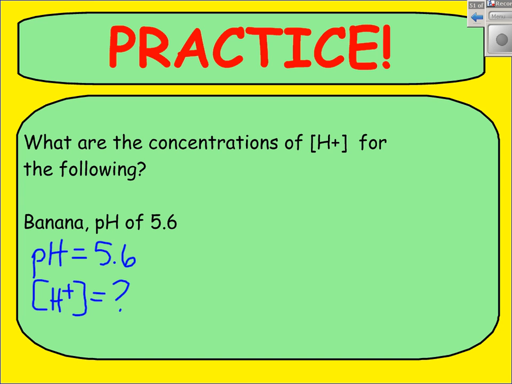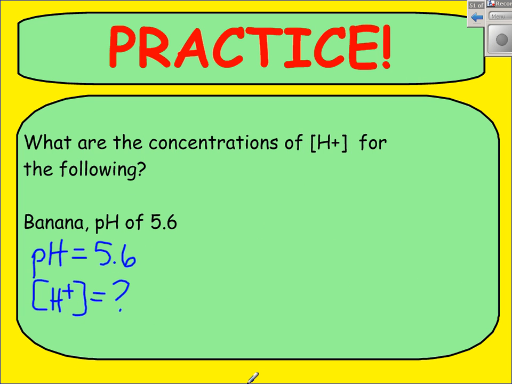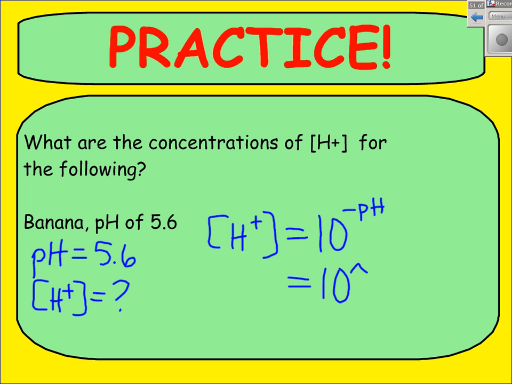Since there is a direct link from pH to hydrogen according to my sequence, I can do that with one simple calculation. Looking at my equations from before, the equation I'm going to use to solve for hydrogen concentration is 10 raised to the negative pH. Plugging in the values that I know, my pH is 5.6, so I'm going to raise 10 to negative 5.6.